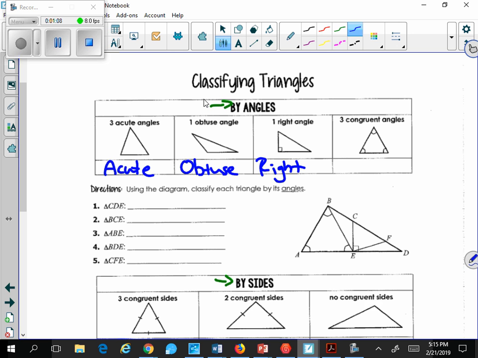If I have three congruent angles, you probably recognize it as being an equilateral triangle. But if I'm talking about its angles specifically, I am saying that it is equiangular. An equiangular triangle. So, very similar to equilateral in what it actually means, but I'm actually talking about its angles. So that's where that difference lies.